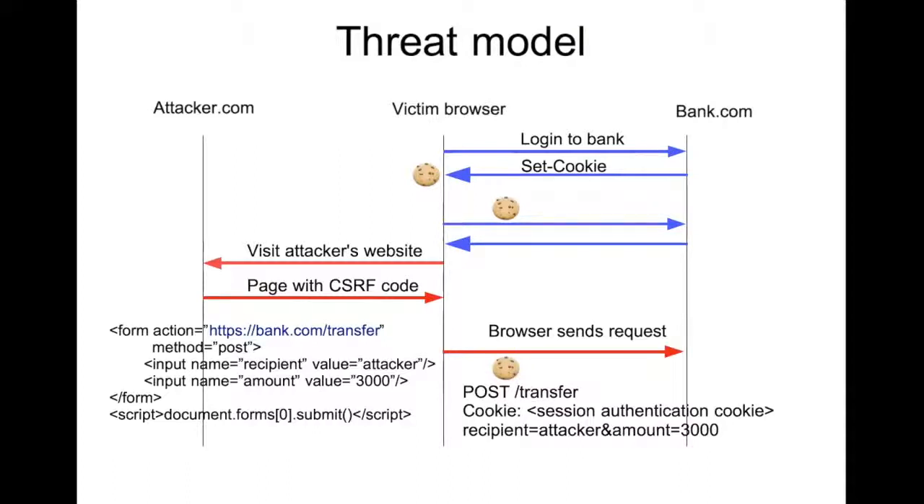When the browser sends this request, it would also include the cookie associated with the site bank. When the bank gets this request, it would think that this is a legitimate request and execute it. I want to highlight that the gist of the problem is in the browser sending the cookies for all requests associated with bank, and bank being unable to distinguish between legitimate versus malicious requests.